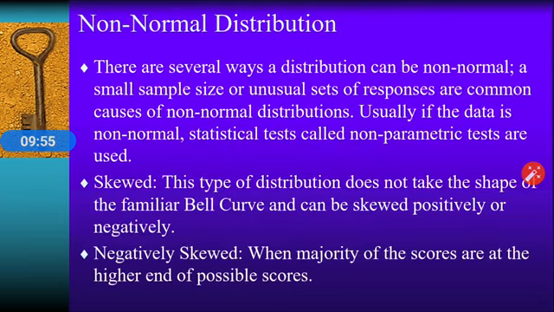There are various ways a distribution can be non-normal also. It could be non-normal because of small sample size, or because of unusual sets of responses. Usually, if the data is non-normal, statistical tests called non-parametric tests are used.